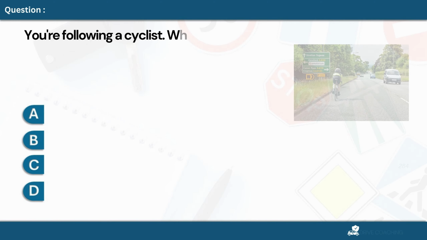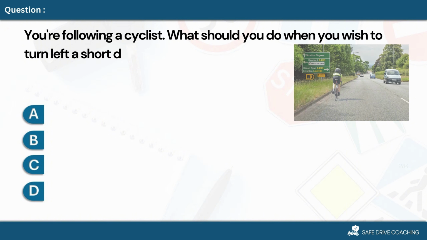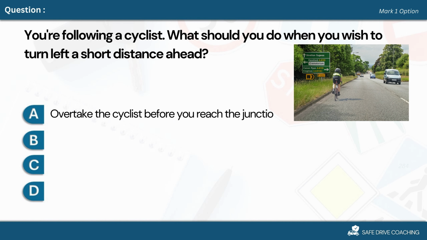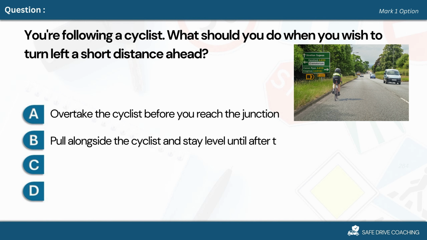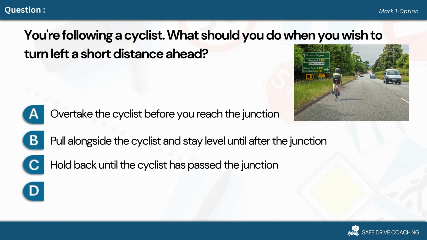You're following a cyclist. What should you do when you wish to turn left a short distance ahead? A. Overtake the cyclist before you reach the junction. B. Pull alongside the cyclist and stay level until after the junction. C. Hold back until the cyclist has passed the junction. D. Go around the cyclist on the junction.